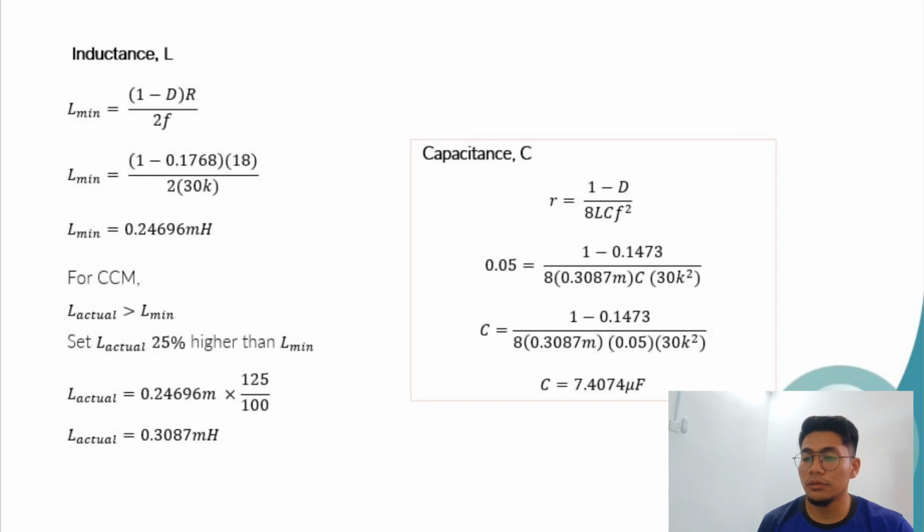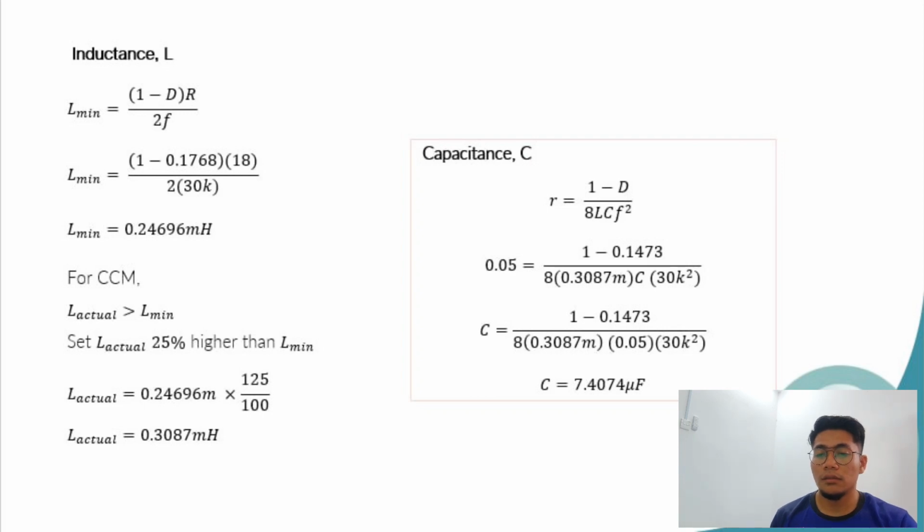For inductance, we use the formula (1 minus D) multiplied by R and divided by 2F, and we get the inductance mean 0.24696 millihenry. For the CCM method, the actual inductance is 25% higher than the inductance mean, so we get the new actual inductance 0.3087 millihenry.